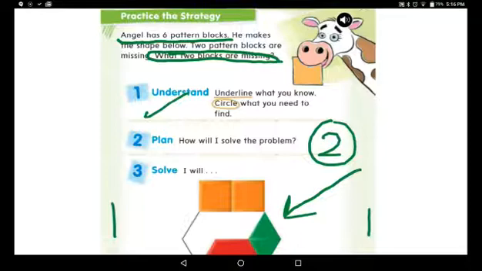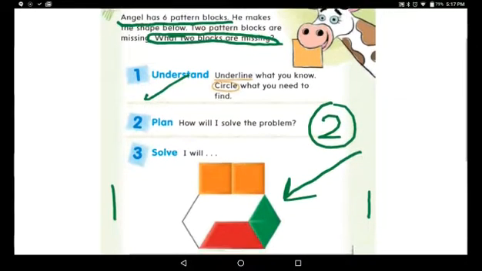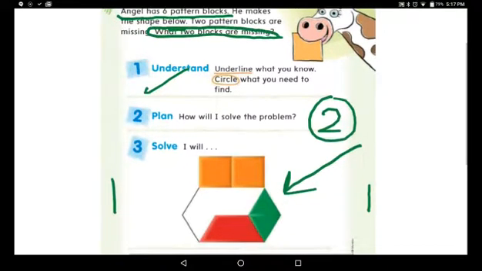Now I will try to plan it. How will I solve the problem? You ask yourself. And remember, I told you you can use a mirror. Okay? Now, I will use logical reasoning. To solve, you need to use logical reasoning.